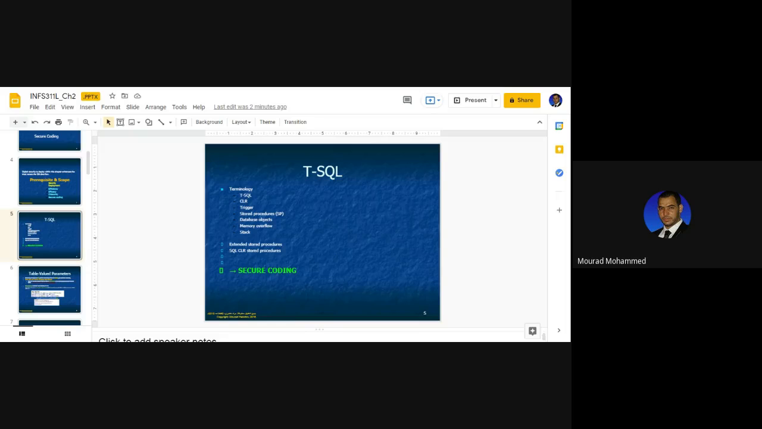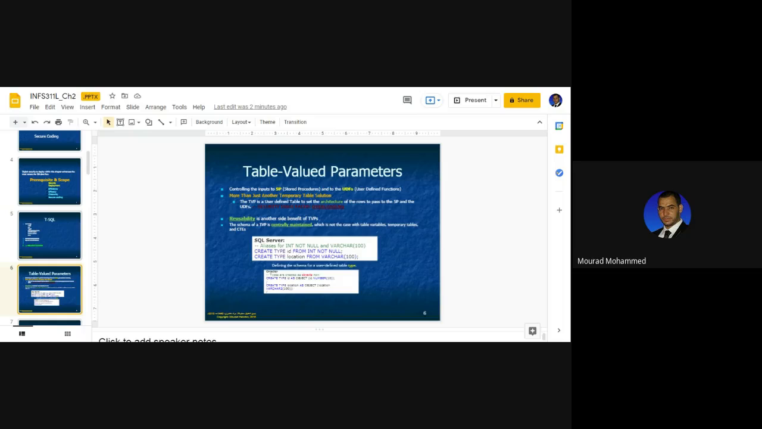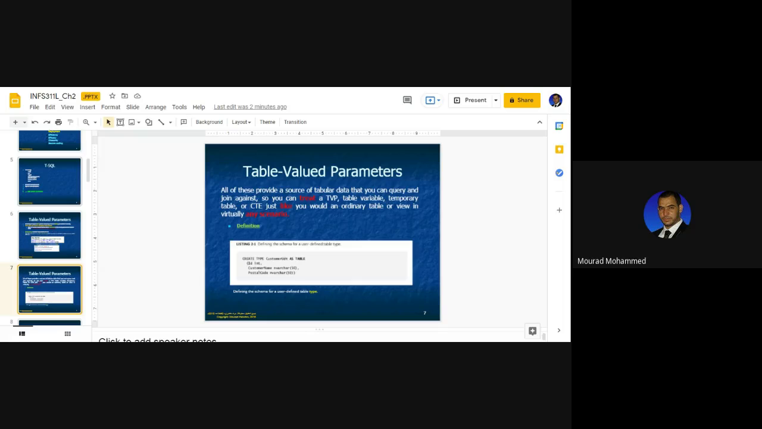This is what I want you to do. So I continue. It's done. Immediately, I'm going through the types and the valued parameters as an example.